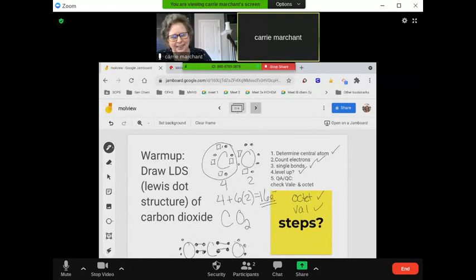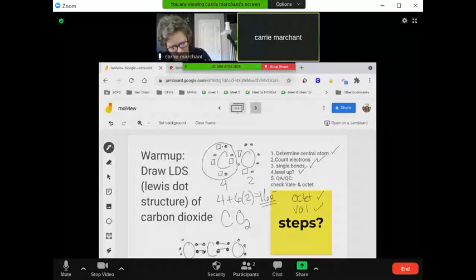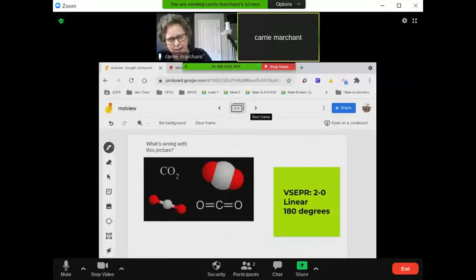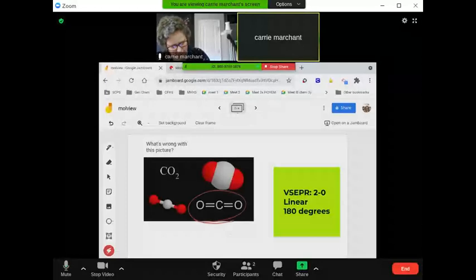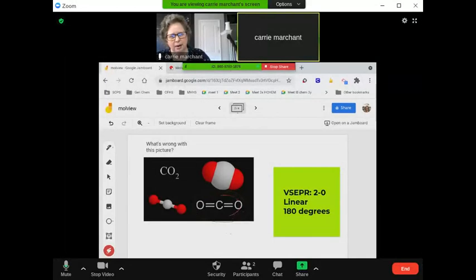Before I rewrite it, I do want you to look at this picture that's up here and tell me what is wrong with it. Okay, 20 seconds might take you a little bit longer. What is wrong with the Lewis dot structure that is shown right here? What is the problem? Okay, 20 seconds. And hit enter.